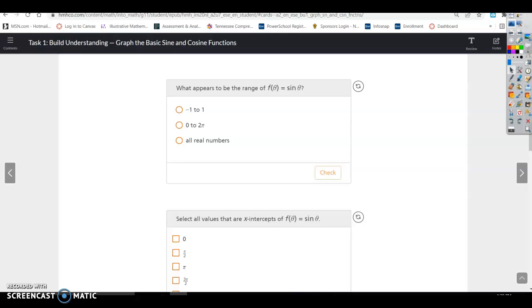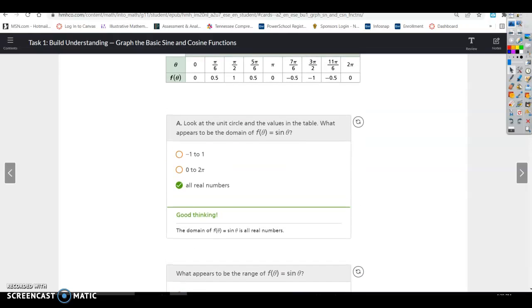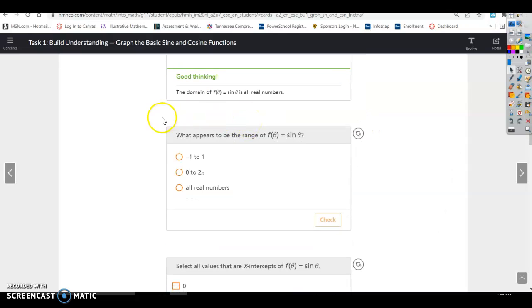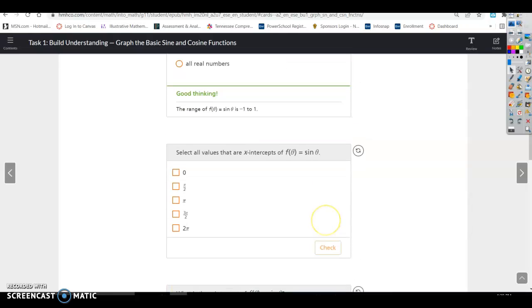All right, so what appears to be the range? All right, so the range is your y values. So that's your f of theta. So it goes from 0 to a half, 1, a half, 0, negative a half, negative 1, negative a half, back to 0. So this one is going to bounce back and forth between negative 1 and 1. So your range appears to be from negative 1 to 1.